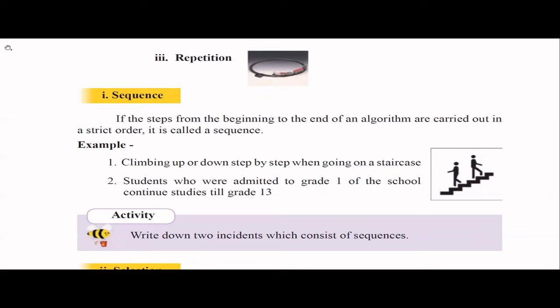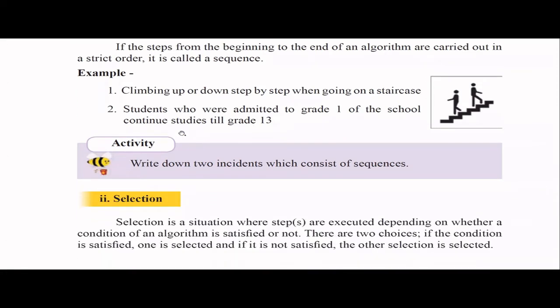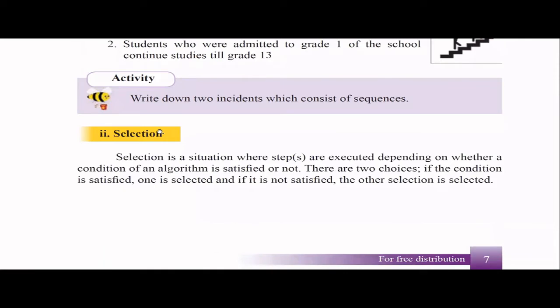Okay, so that's the first thing, sequence. Second thing is selection. Selection is a situation where steps are executed depending on a condition. Right? You have to think about a condition, and based on that, whether it's satisfied or not, actually there are two choices. If the condition is satisfied, then you select one option. And if the condition is not satisfied, then you have to select the other option. So there are two options. Based on the condition, you have to select. Right? That is about selection.